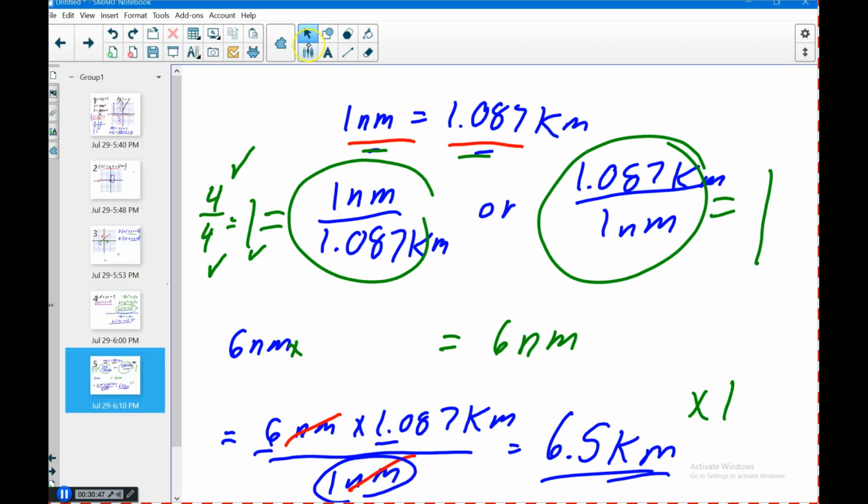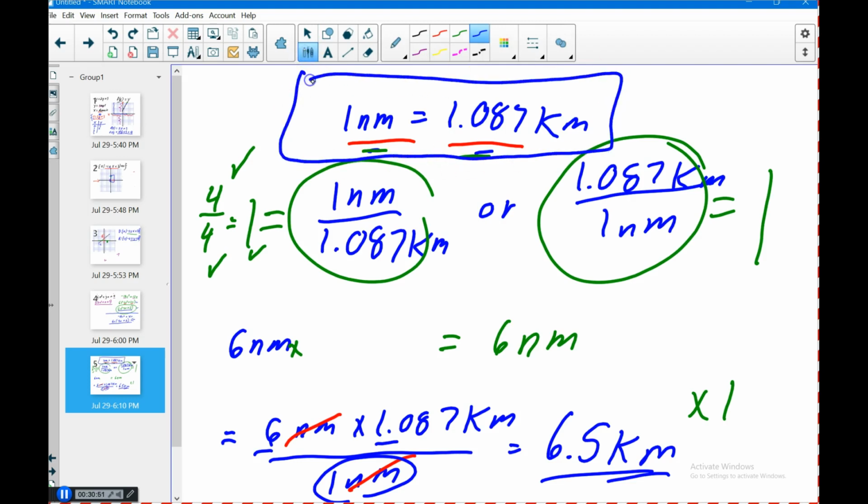Once you have this conversion factor right here, you can go either way. Kilometers and miles. It doesn't matter what it is. It can be inches and feet, yards and meters, centimeters and meters. It doesn't matter what it is, as long as you know the equivalent point right here. Cool. Do you understand that?